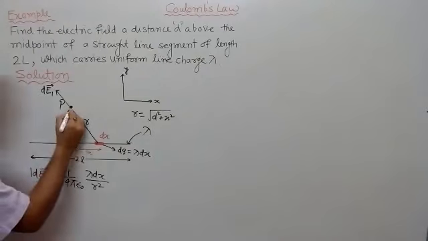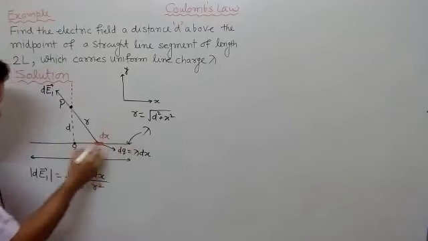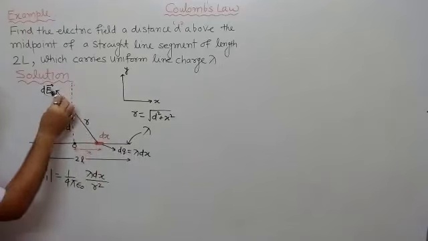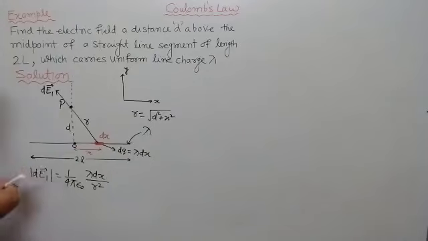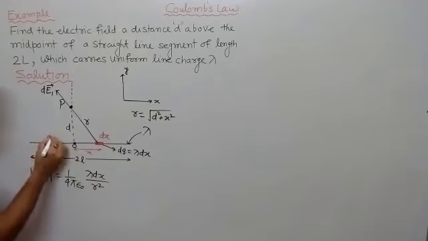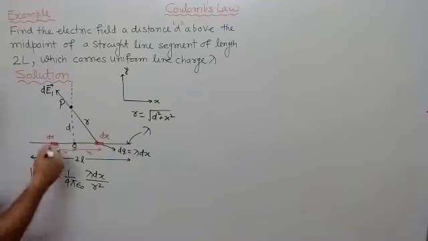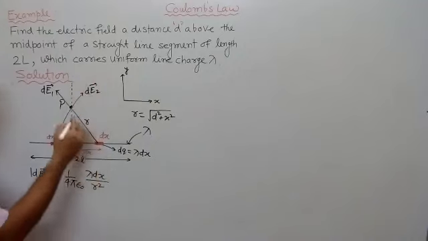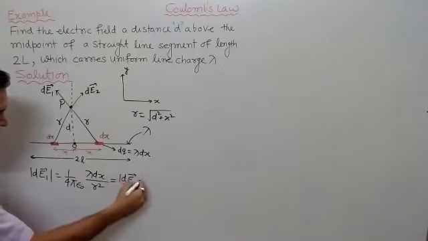Now from the symmetry, you have to consider all elemental lengths on this wire. If you see towards the right of the midpoint, the field will vary in this region. And from symmetry, if you consider a similar point towards this side, the same elemental length dx towards this side is again the same x distance away. So this field will be dE2. This is also at r distance away. So the magnitude of dE1 is equal to the magnitude of dE2.